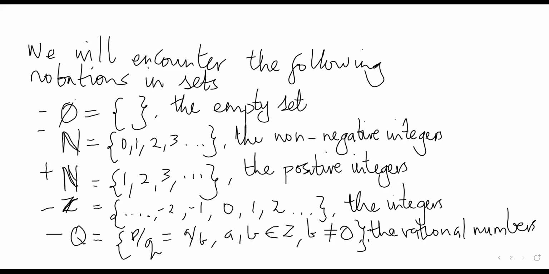So rational numbers are any numbers that can be written in the form of p over q or a over b, where a and b are members of integers. A and b can be either of these, but b should not be equal to 0. We refer to these as rational numbers, numbers that can be written as fractions.